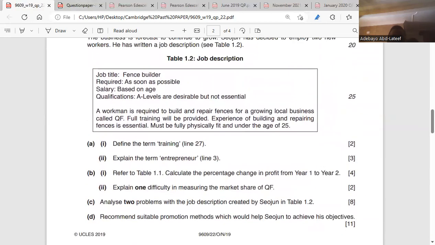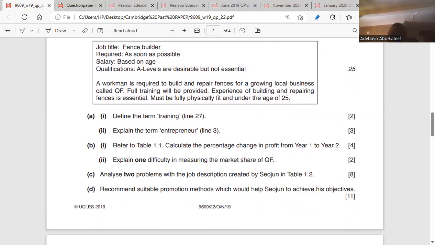So question A, define the term training. Training is the process of developing skills and knowledge that will be useful for the business objective. Okay. Clear, right? Yeah. The second question: explain the term entrepreneur. An entrepreneur is an individual who has set up a business, who has taken the risk to set up a business in terms of controlling all the factors of production with the aim of making profit. Okay. Clear.